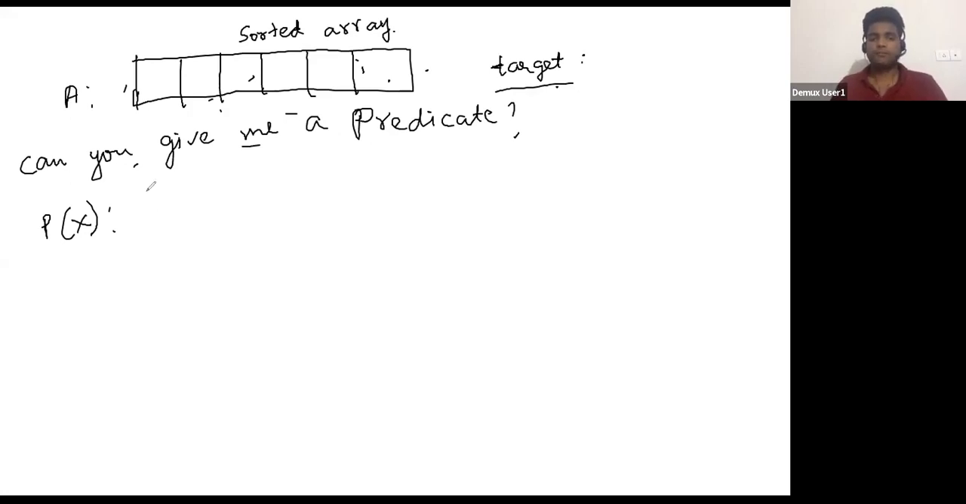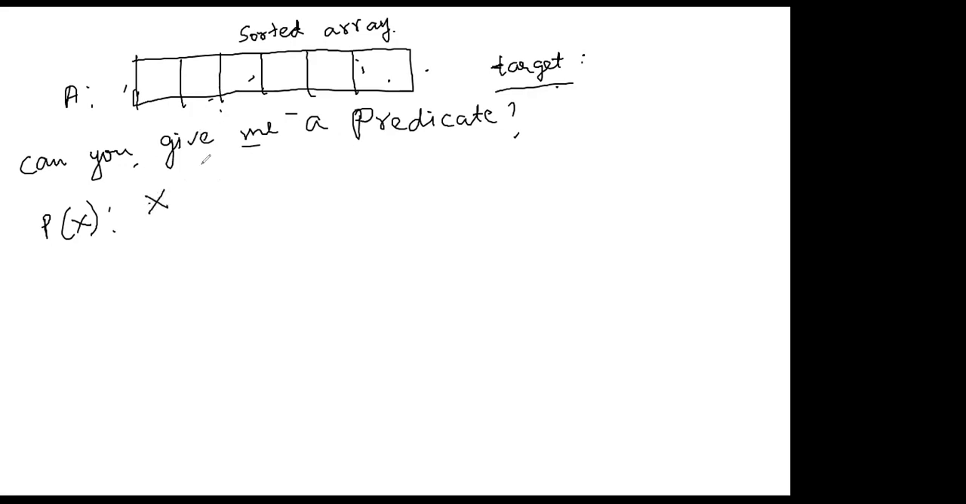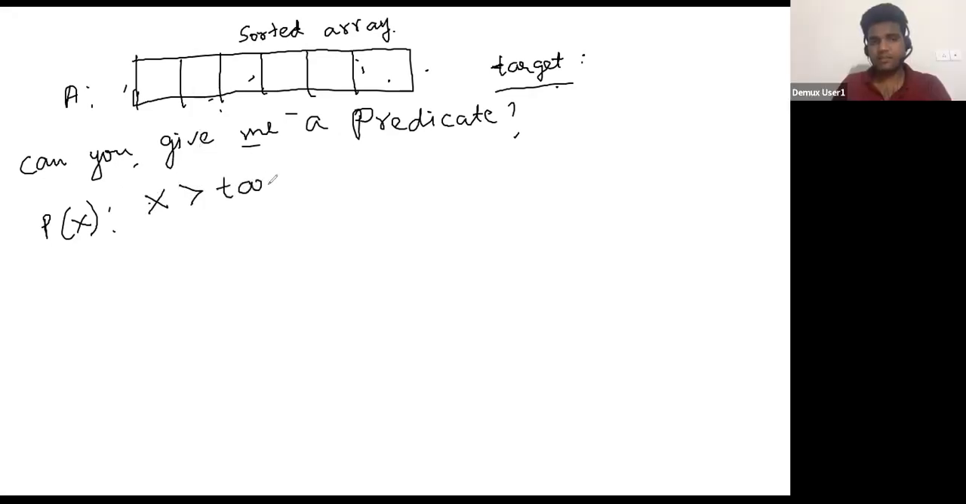Yes. Let's do an F star T star. Let's just make it a point to do F star T star always. Okay. So then Anurag, can you change your predicate accordingly? Yeah. X greater than target. So with this predicate, X greater than target, can I say that binary search is applicable?